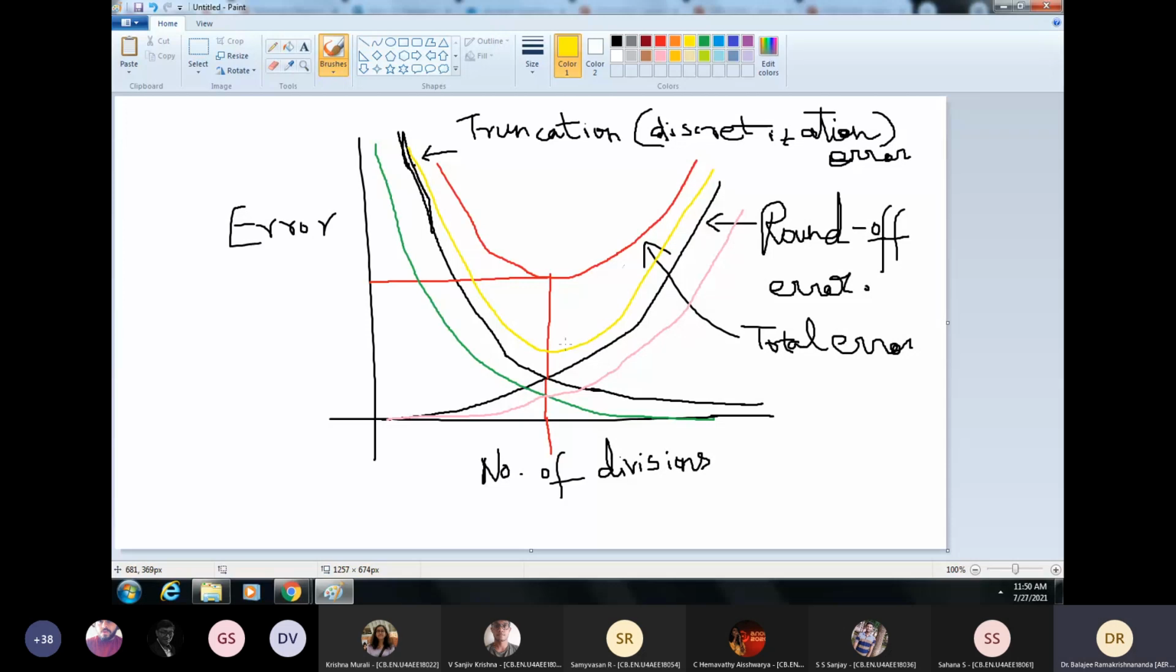So the total error consists of another part, the discretization error, which will actually be less if you have more number of points. You can decrease that by having smaller and smaller divisions. So that is this green line. If you have smaller divisions, it may reduce. So as a result of both, your total error will reduce from the red line to the yellow line.